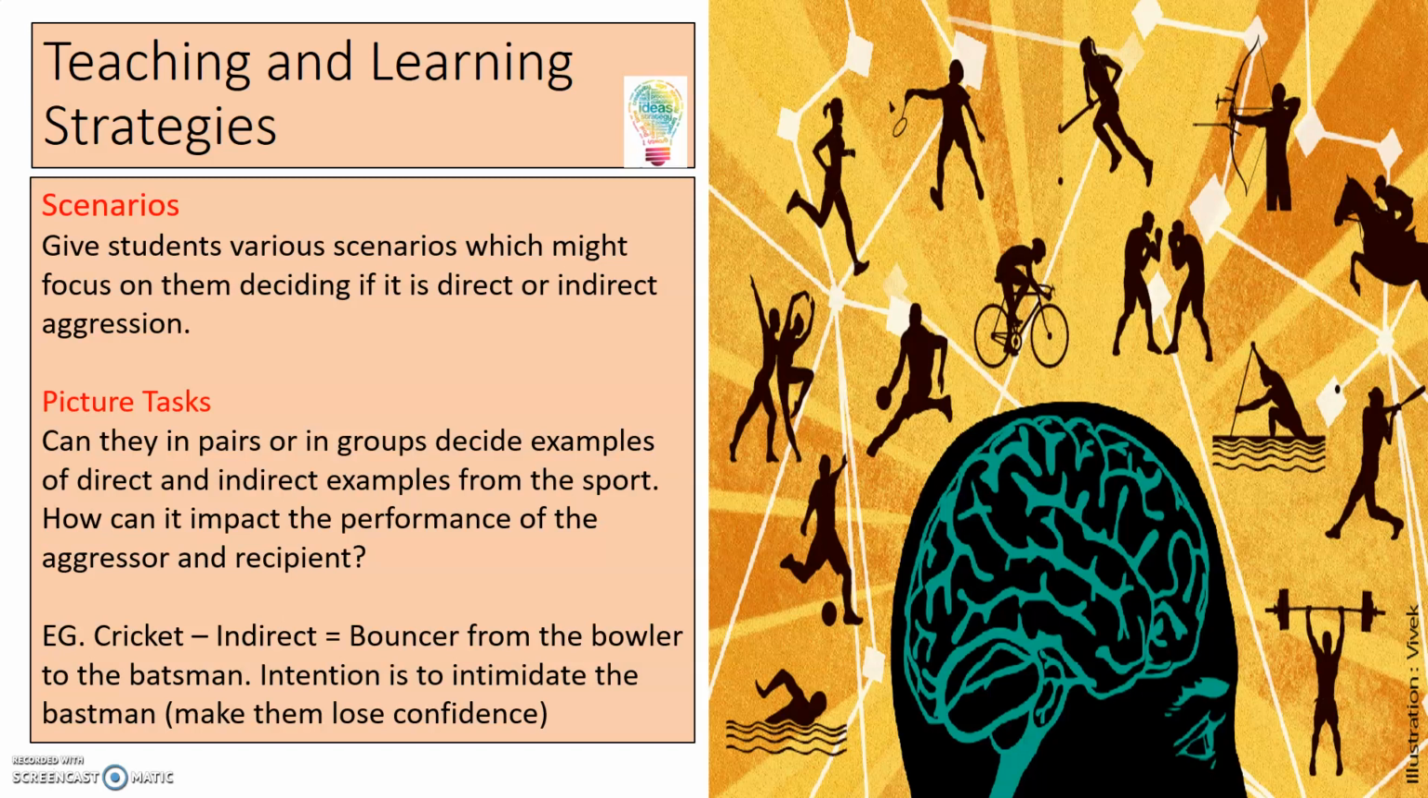To differentiate it, think of applying that to performance. How does it impact performance, both on the aggressor but also on the recipient? I gave the example in the previous slide about the bowler in cricket who will bowl a bouncer to the batsman. The intention is to cause intimidation and get that batsman to lose confidence. Good luck with this task. It's a fairly simple concept, but still needs to be hopefully taught and implemented.